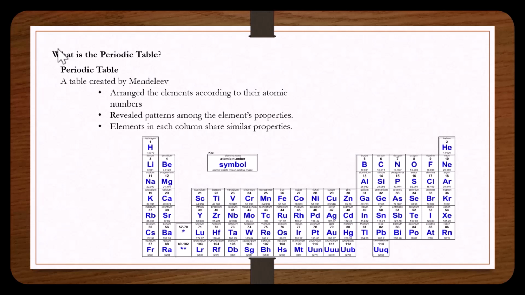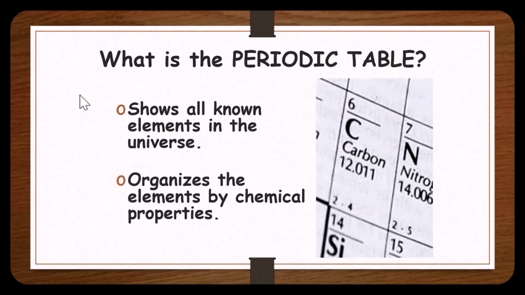The periodic table is very important in chemistry. It was created by Mendeleev. The periodic table arranges the elements according to their atomic number and reveals patterns among the elements' properties. Elements in each column share similar properties. The periodic table shows all known elements in the universe and organizes the elements by chemical properties.